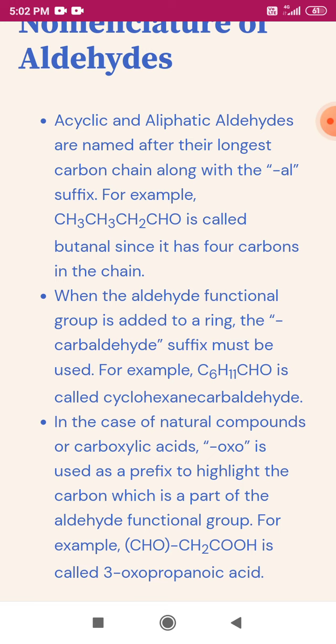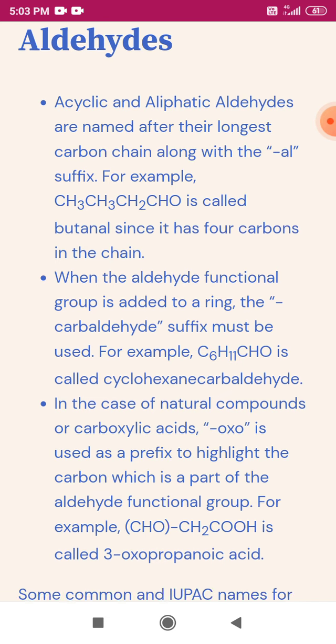Acyclic and aliphatic aldehydes are named after the longest carbon chain with the -al suffix. For example, CH3CH2CH2CHO is called butanal since it has four carbons in the chain. When the aldehyde functional group is attached to a ring, the carbaldehyde suffix must be used. For example, C6H11CHO is called cyclohexane carbaldehyde.